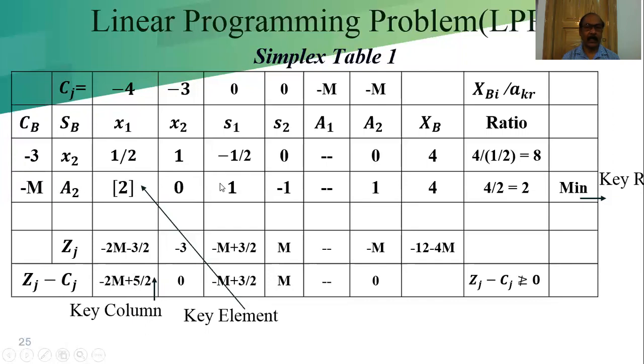A2 appears in the second row. That second row is our key row. The intersection of the first column and the second row, 2, is our key element, that is a21. Small a21 is our key element.